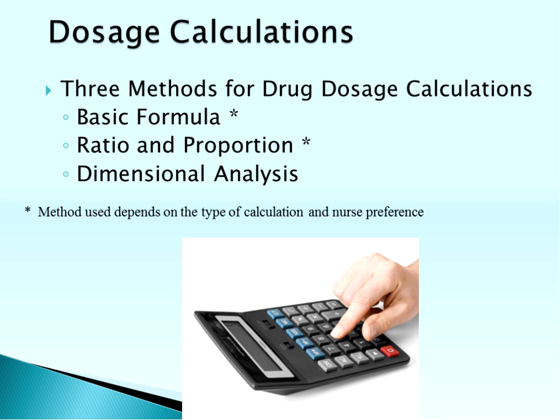Now, we have the three basic methods for doing our dosage calculations. Many books will contain all three: the basic formula method, the ratio and proportion, and the dimensional analysis method. I just want to stop here and say that the dimensional analysis method, I kind of mentioned chemistry.